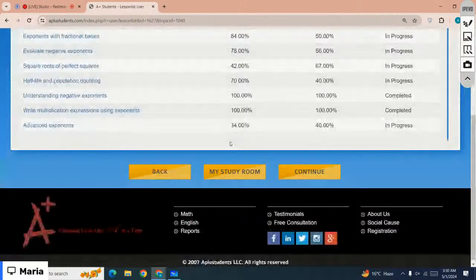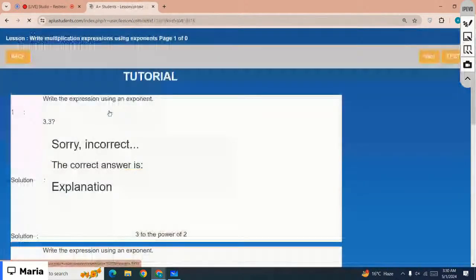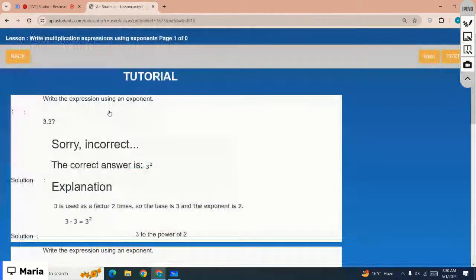Write multiplication expressions using exponents. Write the expression using an exponent. You have 3 times 3. So you can use 3 as a factor. And how many times you're multiplying 3? 2 times. So that would be 3 exponent 2. The correct option is 3 exponent 2.